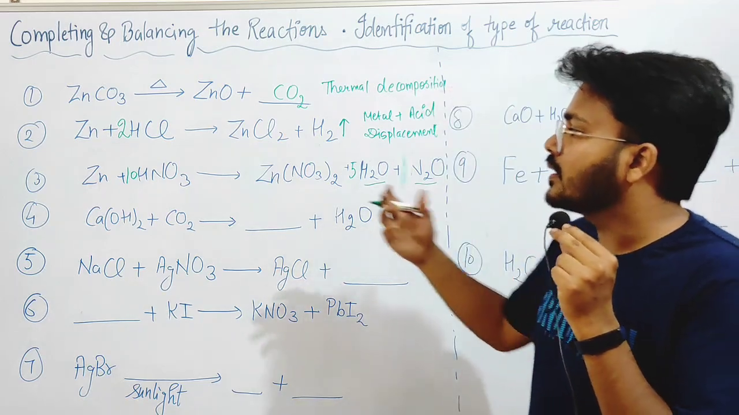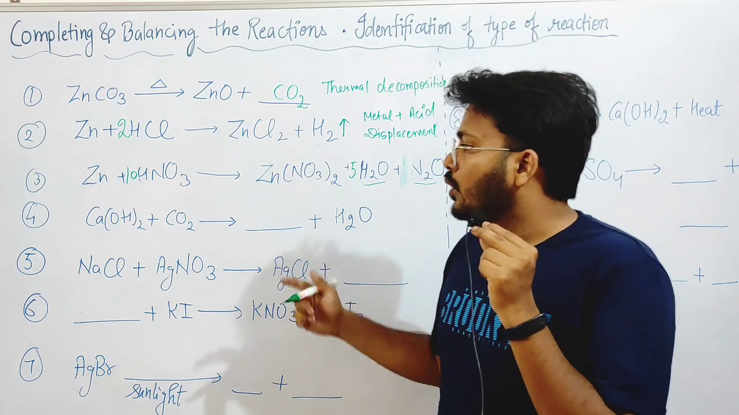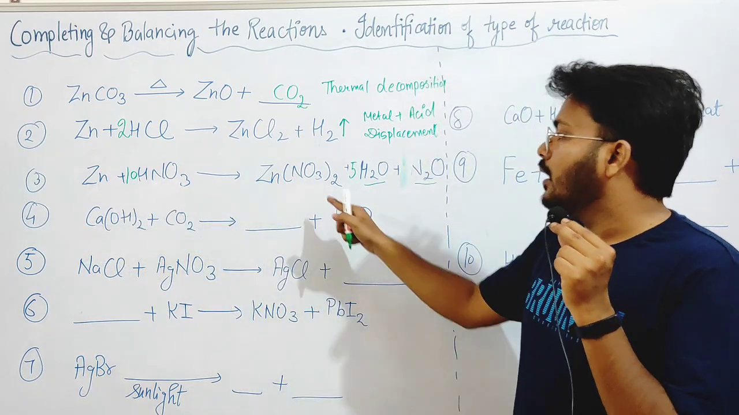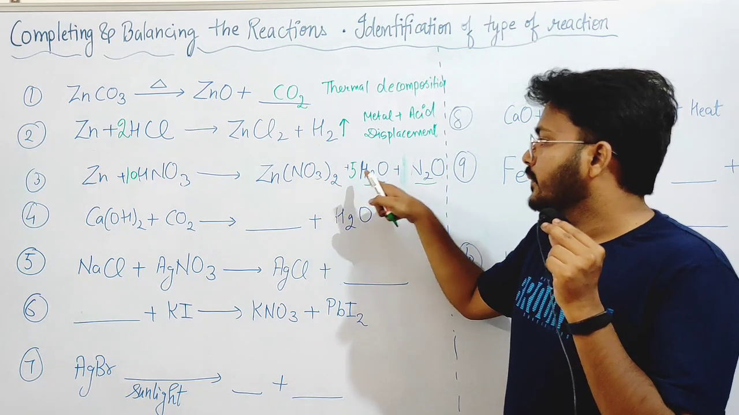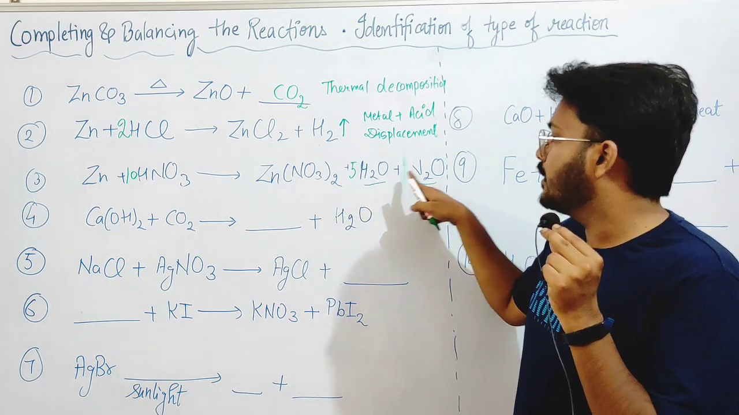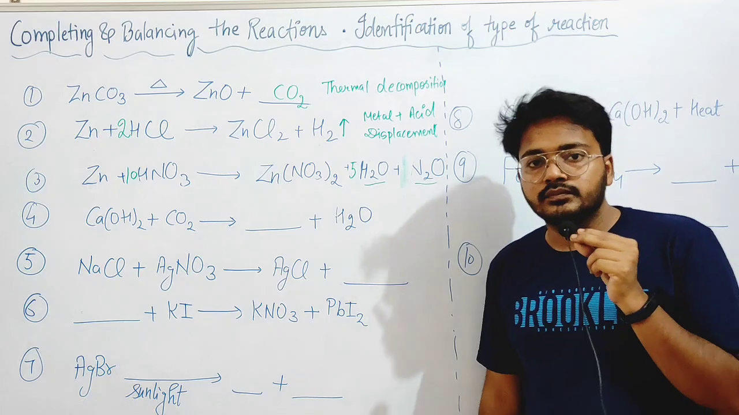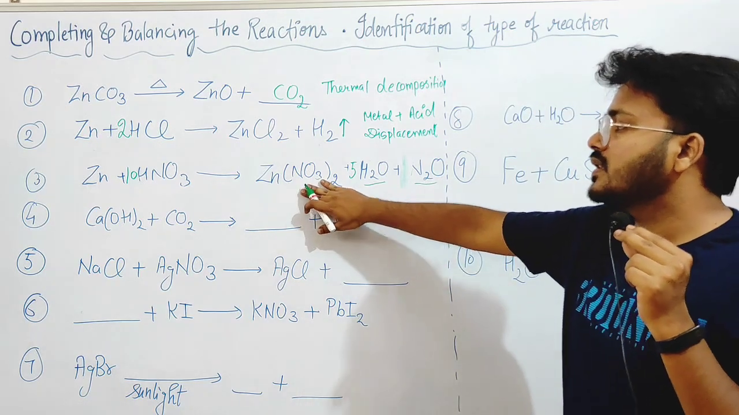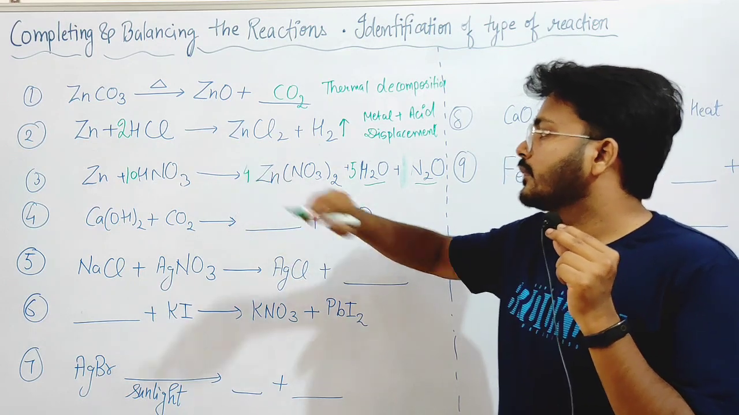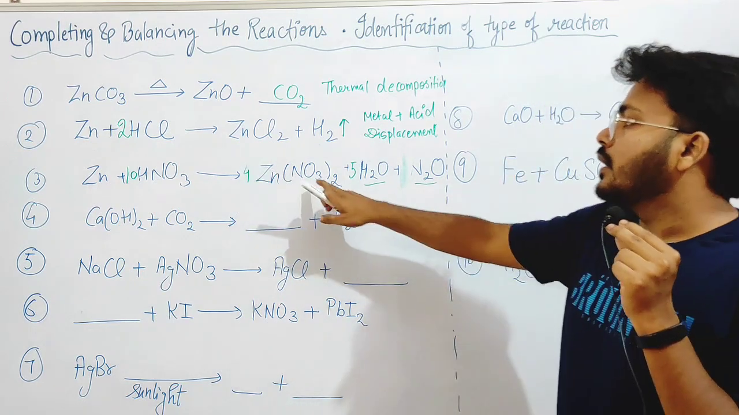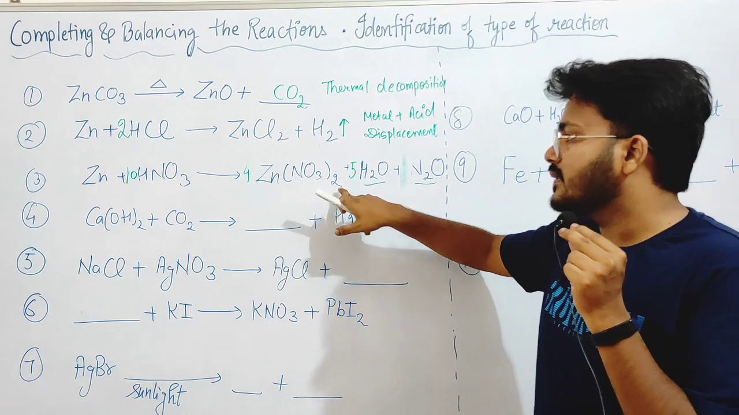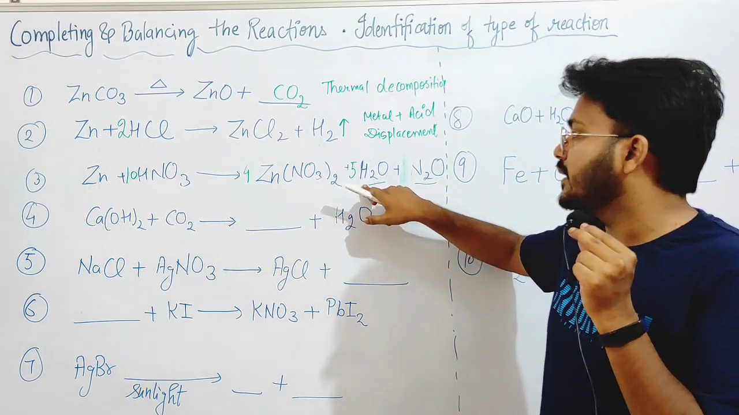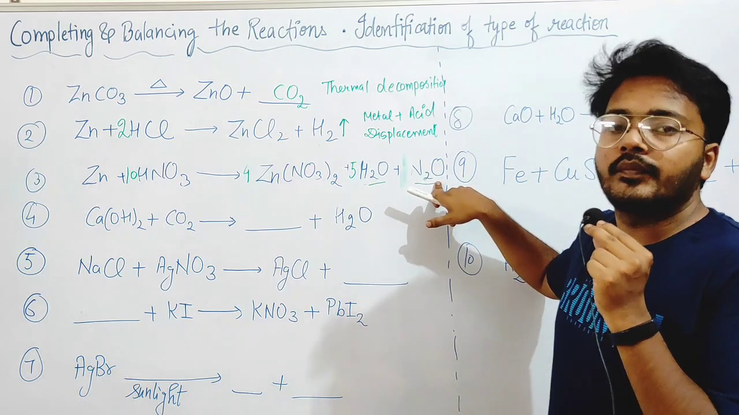Now let's balance oxygen first. Oxygen is 30 here, 10 into 3, 30, but here 3 into 2, 6, plus 5, 11, plus 1, 12. So we have to multiply this species by 4. Now 3 into 2, 6, 6 into 4, 24, 24 plus 5, 29, plus 1, 30.